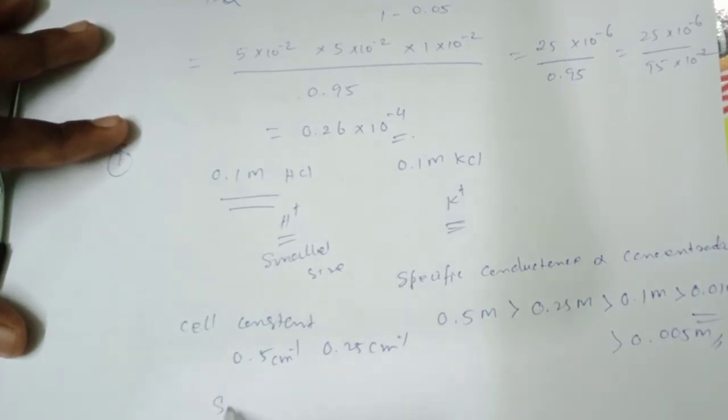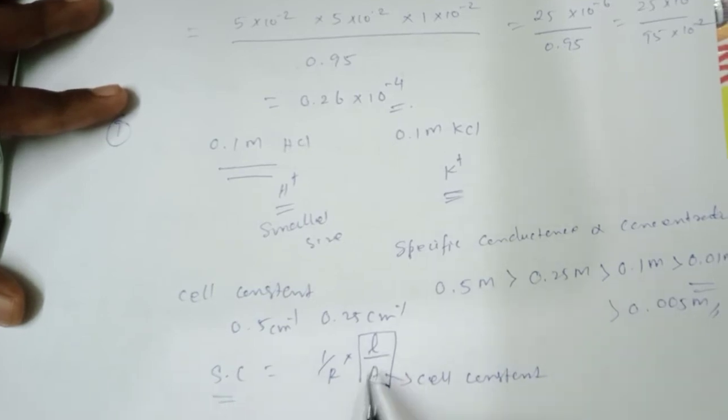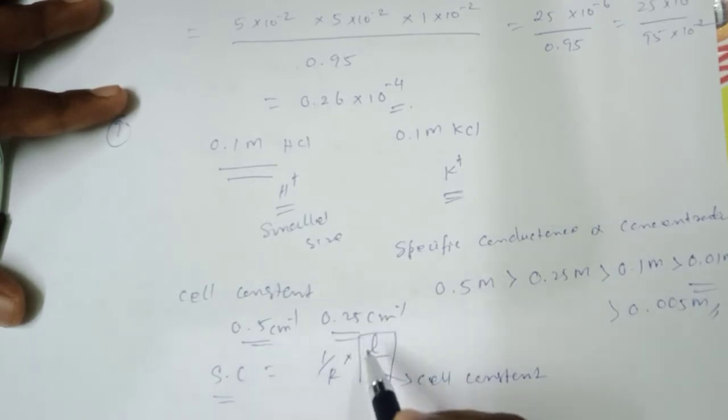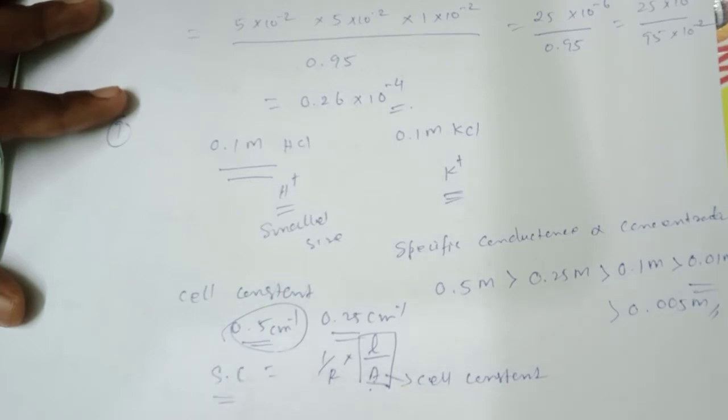You know that specific conductance is equal to 1 by R into L by A, in which this L by A is what we call the cell constant. So specific conductance is directly proportional to cell constant. When the cell constant is greater, specific conductance will be greater. Among the given two values, which one is the greater cell constant? 0.5 centimeter inverse. Since 0.5 centimeter inverse is greater, it will have a greater specific conductance.